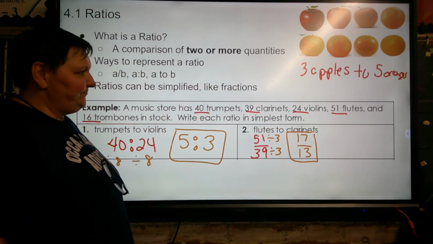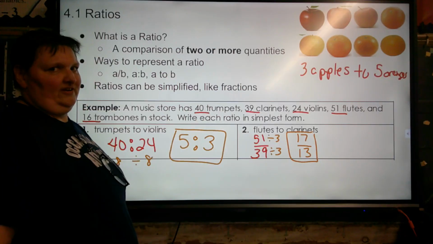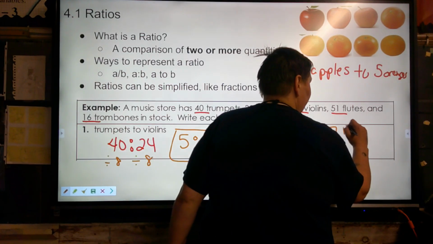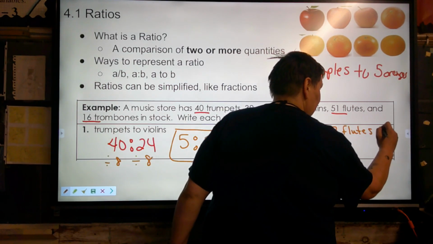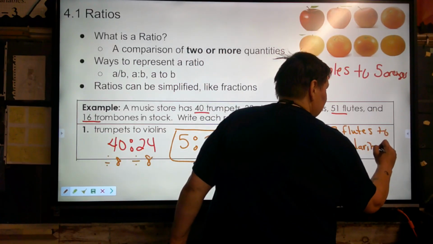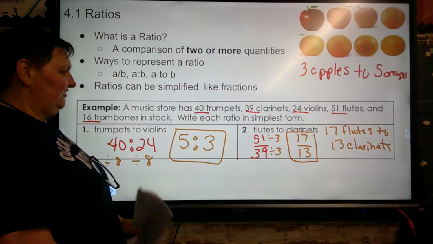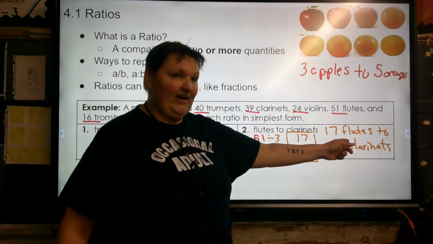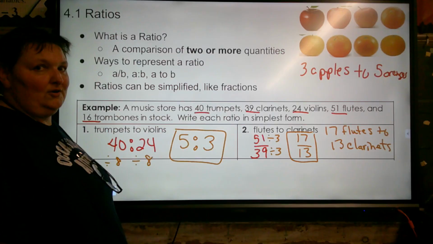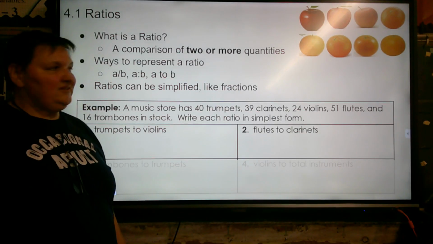Again, if you want it to be super clear in your answer, turn it back into words. So what's my ratio? 17 flutes to 13 clarinets. Sometimes you need to be super clear with your answer. Correct, correct, whichever you like better. All right, and then let's do 2 more examples.